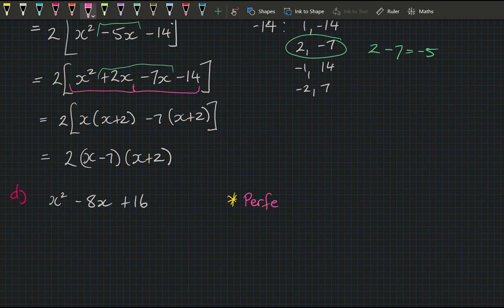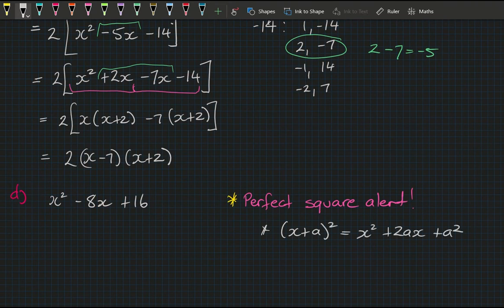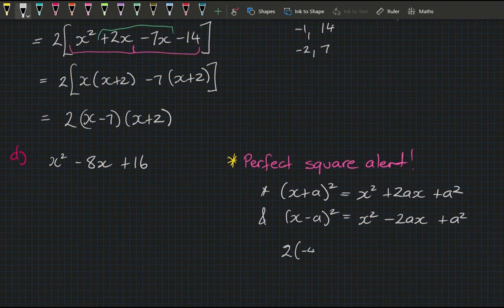Now I think it's time for a perfect square alert. And I say that because x plus a squared equals x squared plus 2ax plus a squared. And x minus a squared equals x squared minus 2ax plus a squared. And 2 times minus 4 is minus 8, and minus 4 squared is 16. And you can see we've got a minus 8 and a plus 16 here. So clearly this is equal to x minus 4 squared. Now it might not look like a shortcut because of all the writing I did on the side, re the perfect square alert. But if you see it, you can just pop it straight in there, okay?